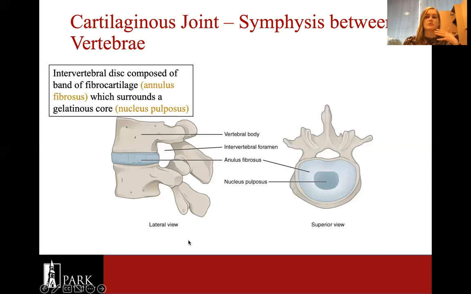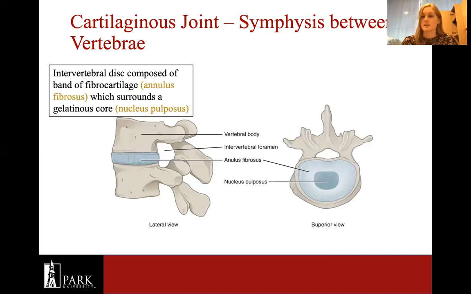Within our intervertebral discs, we're going to have different components. It's going to be composed of fibrocartilage, which is called the annulus fibrosus, which is that outermost light blue ring that you see in that superior image. And then we also have the gelatinous core, which is called the nucleus pulposus.